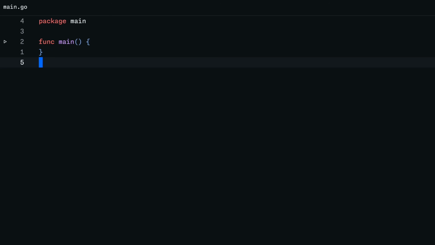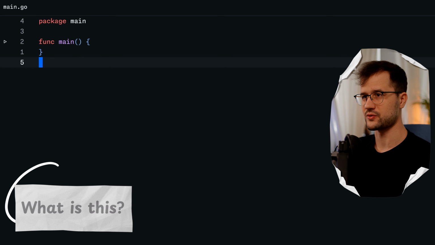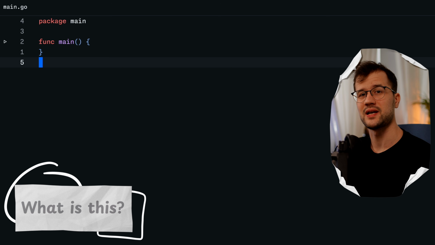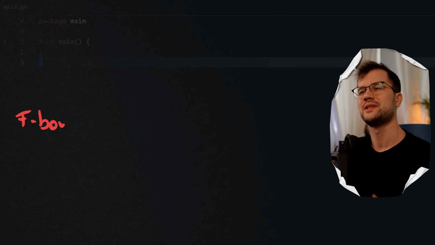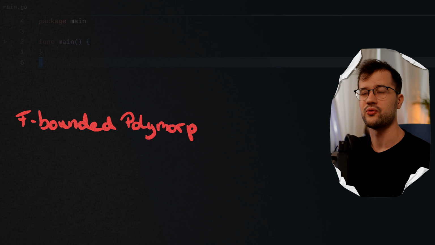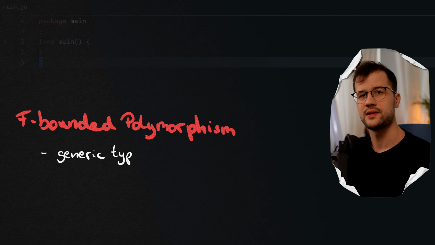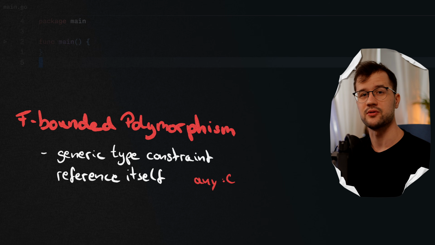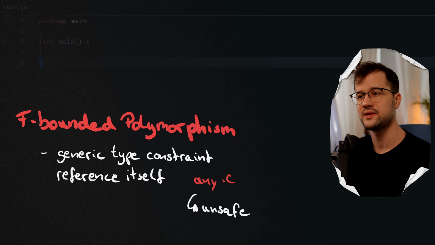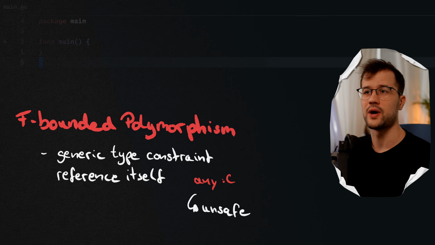Okay, so let's first clarify the question: what even are recursive type constraints? Generally, a recursive type constraint, which is also named F-bounded polymorphism, is similar to languages like Java, and it allows a generic type constraint to reference itself. Before Go 1.26, it caused a compile error, and the workaround was to use a loose any constraint, which forced you to do unsafe type assertions, losing all compile-time type safety, which might end up with runtime panics instead of compiler errors when mixing types.